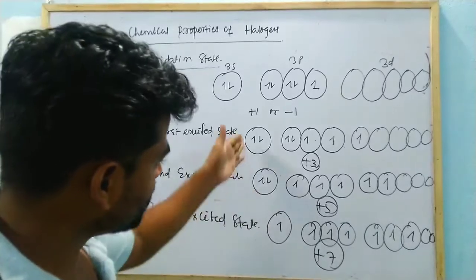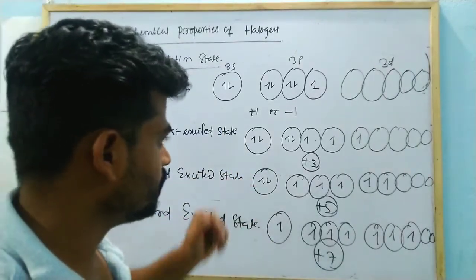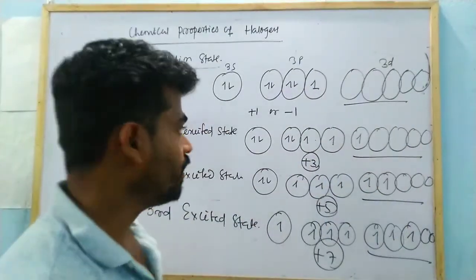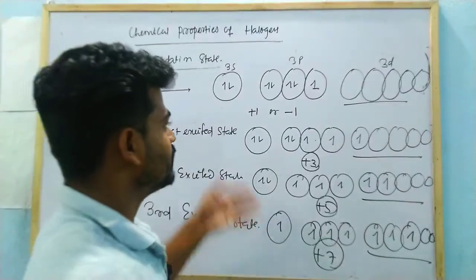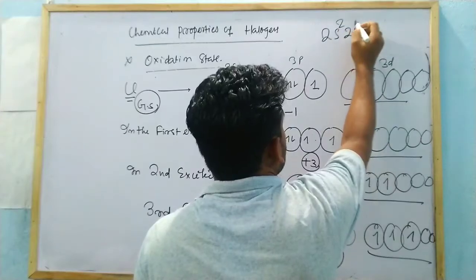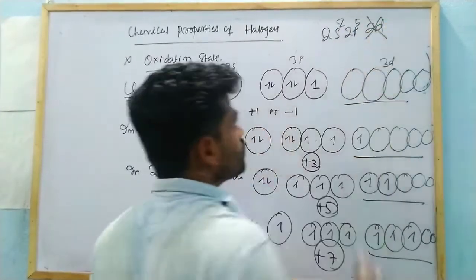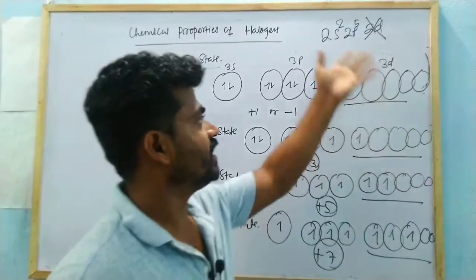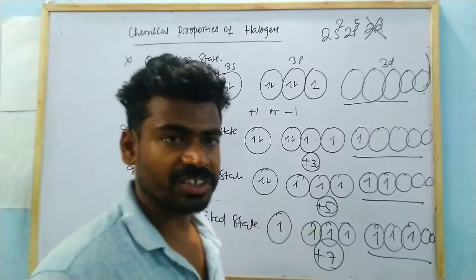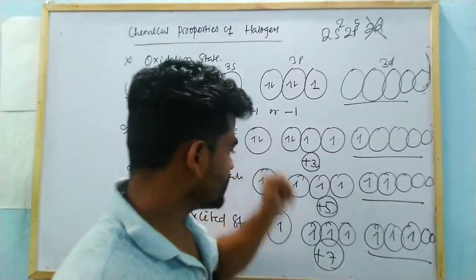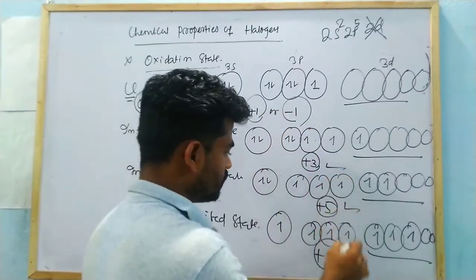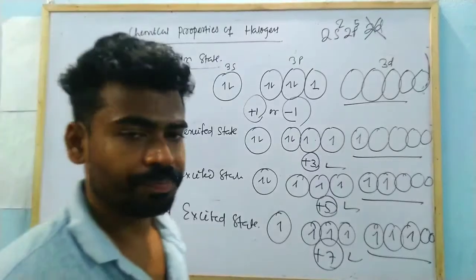So how are these variable oxidation states possible? Because of the presence of vacant d orbitals in the valence shell. Whereas in case of fluorine there is no vacant d orbital. You see 2s2 2p5. Is there any 2d? No. Due to absence of vacant d orbitals, the electrons cannot be excited to increase its covalency or oxidation state. That's why except fluorine, all these elements exhibit oxidation states of +1, -1, +3, +5 and +7.